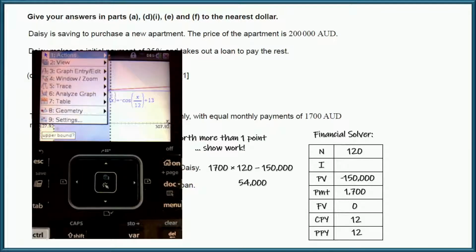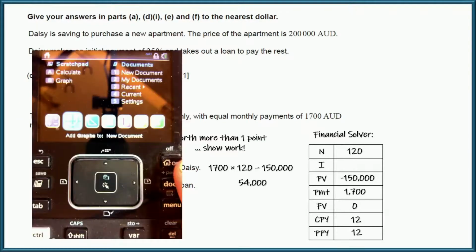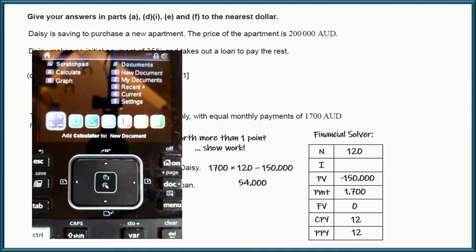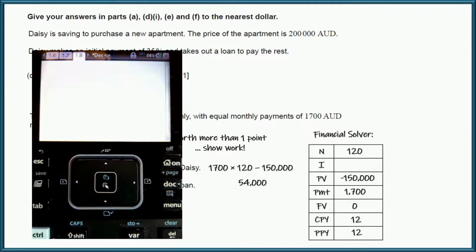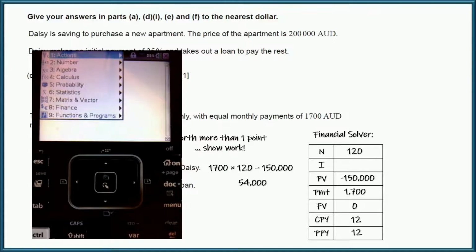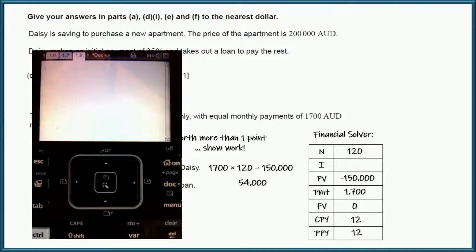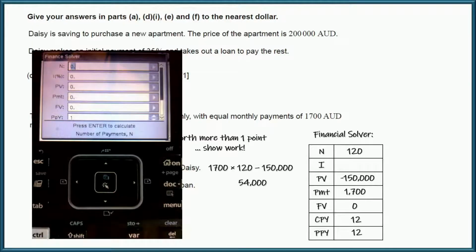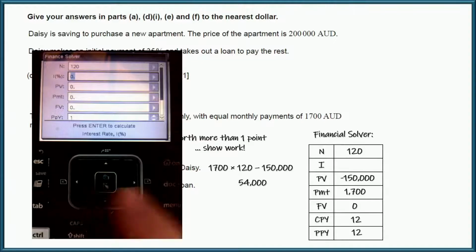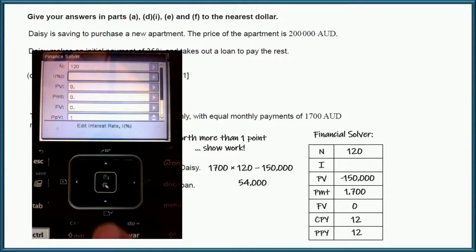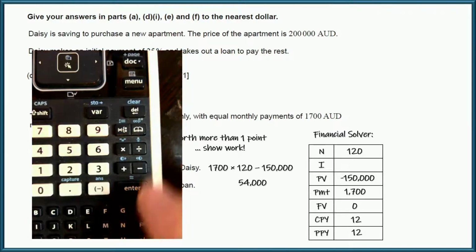So hit menu, right? Oh, nope, sorry. Go home. We're going to go to the calculator. All right, so there's our calculator. Hit menu and finance, number 8. Financial solver. I'm just going to click enter. There's all my information. So I'm going to type in 120. I'm going to scroll down. I'm going to delete that for now because sometimes it gets a little tricky. Negative. Now, negative is this.